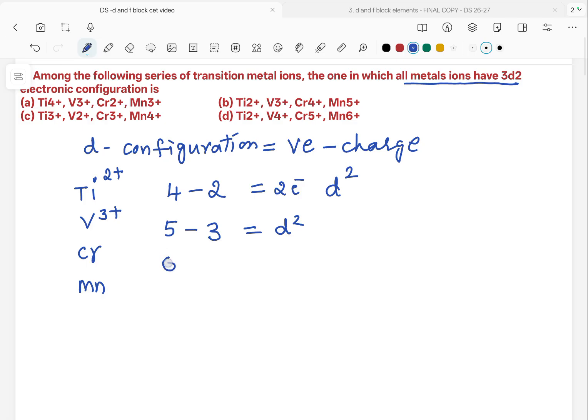Chromium valence electrons are 6. In order to get d2 configuration, it has to lose 4 electrons, meaning chromium should be in 4 plus state. Manganese valence electrons are 7. In order to get d2 configuration, it has to lose 5 electrons. So, manganese should exist in 5 plus state. When we look at the options, the B option has titanium 2 plus, vanadium 3 plus, chromium 4 plus and manganese 5 plus. Therefore, option B should be our answer.